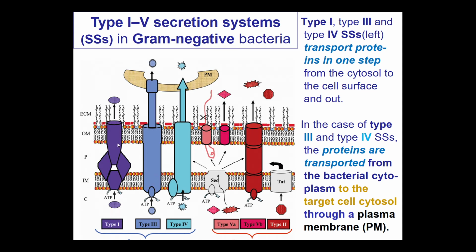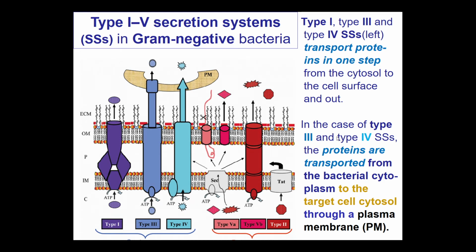These secretion systems transport proteins, including exotoxins, in one step, from the cytosol of the cell that produces the toxin to the cell surface and out. You see type 1, 3, and 4 consist of channels that transport proteins to the outside with consumption of energy in the form of adenosine phosphate, here, here, and here.